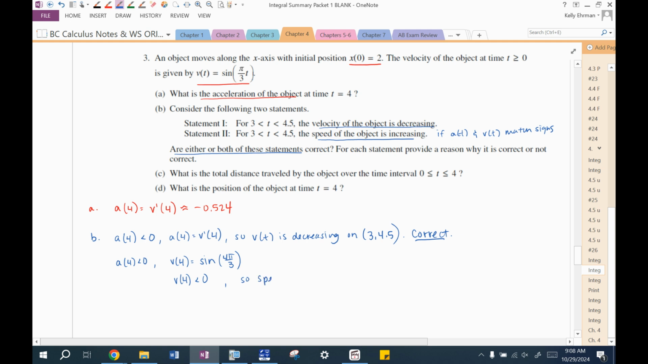So speed is increasing on 3 to 4.5. So again, correct. I want to make sure I answer the question.